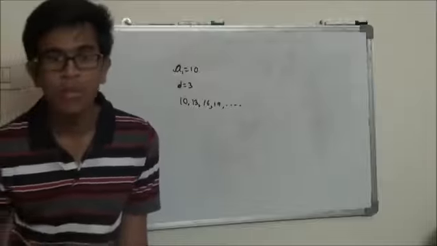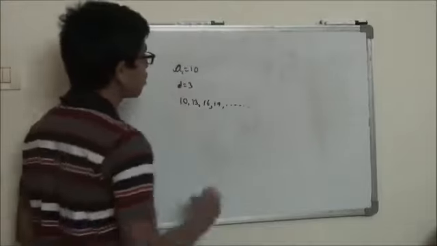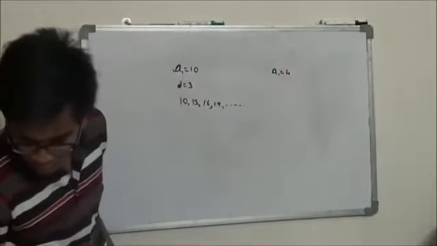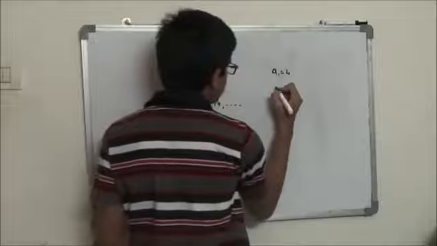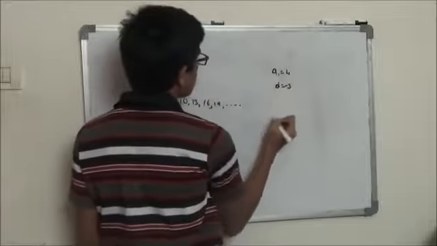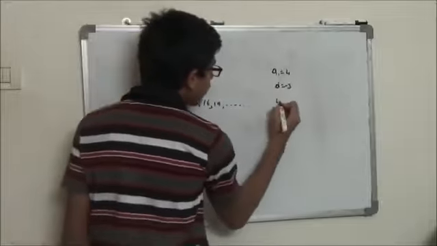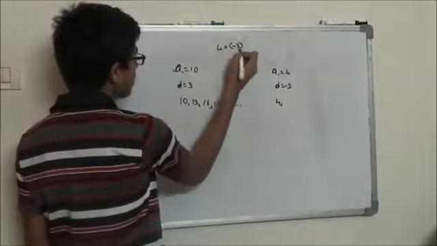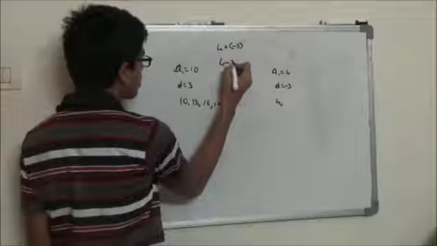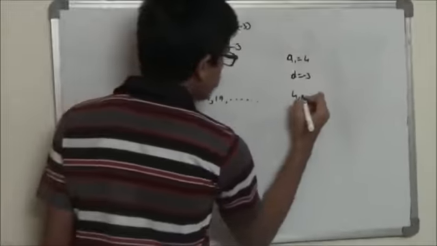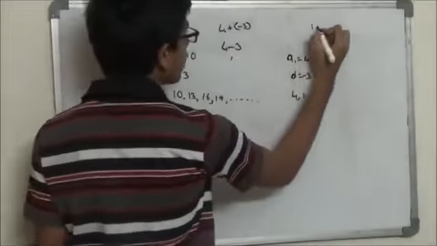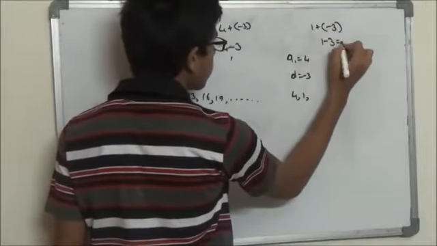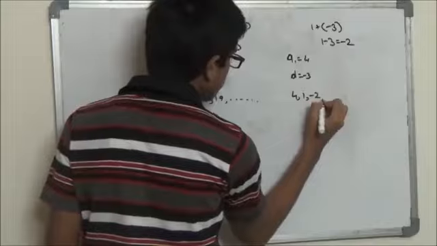minus 3 as the common difference. So they gave first term as 4 and the common difference as minus 3. So now the AP will be 4 and the next term is 4 plus minus 3, which is 4 minus 3, which is 1. So 1. And next one, 1 plus minus 3, which is 1 minus 3 is equal to minus 2. So next one is minus 2.